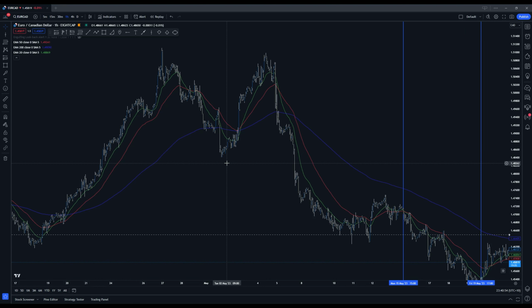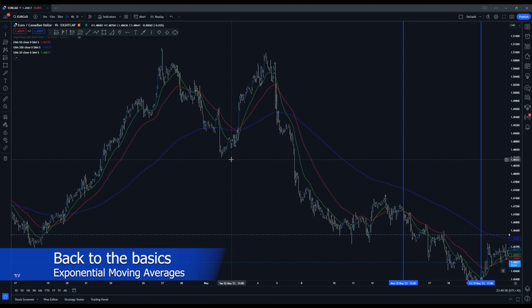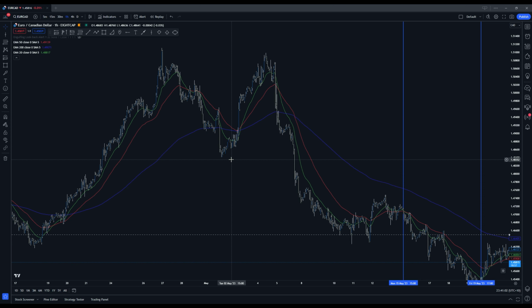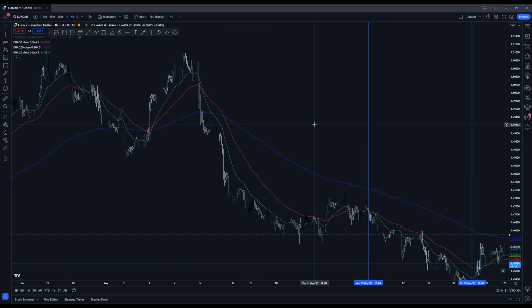What's going on, guys? So today we're going to be talking about moving averages. It's going to be a back to the basics on specifically exponential moving averages. Basically, what exponential moving averages are is a calculation of data over a set of time to create a line that shows more significance in price at that time, which is a bit of a mouthful.